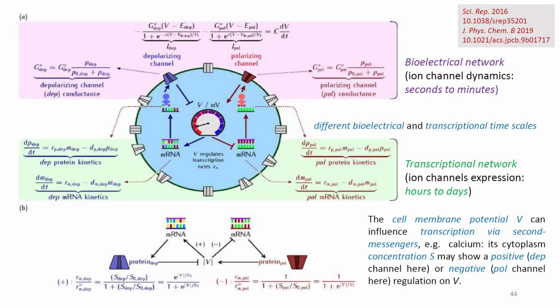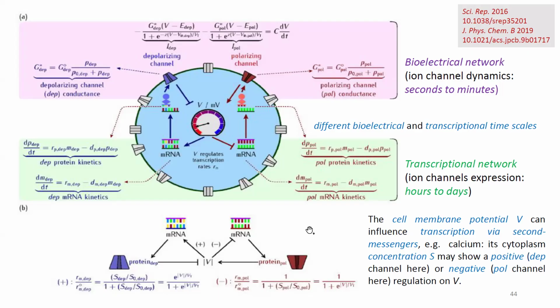And this coupling is seen in these equations, because the rates for the transcription depend on the signaling ion or neuromodulator concentration inside the cell, and in turn, these concentrations depend on the cell potential. So this is clearly the coupling. Cell potential gives the signaling ion or neuromodulator concentration, and this inside concentration influences the rate of transcription. So we have connected the bioelectrical layer with the transcriptional layer thanks to this equation.